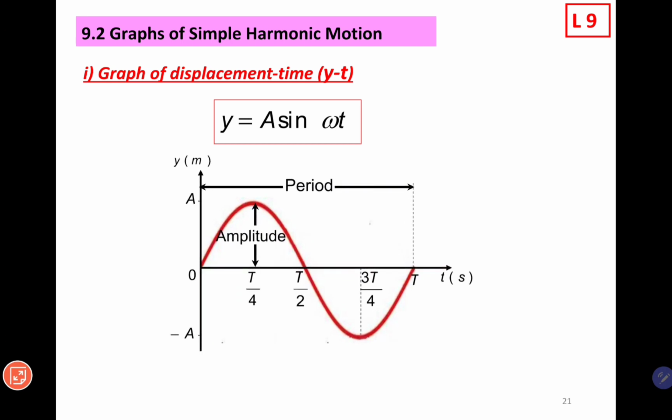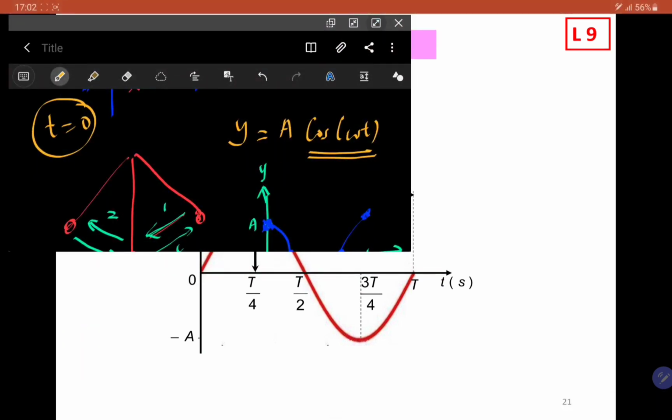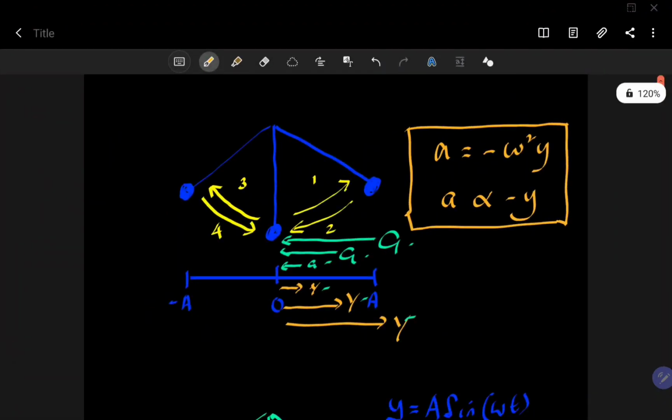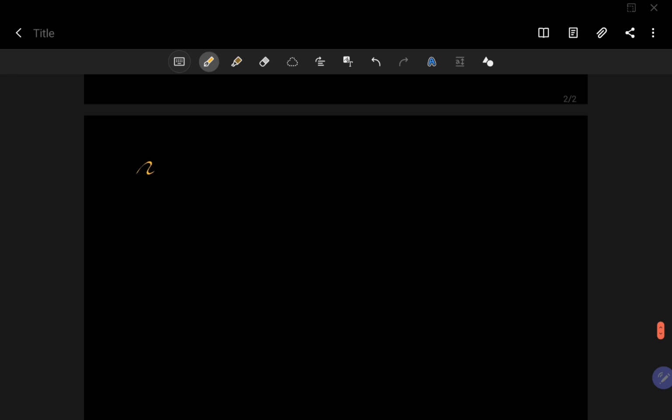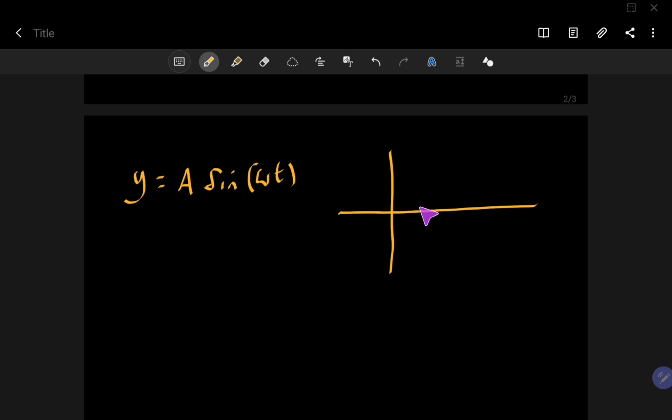Okay, basically the general equation of displacement is y equals a sine omega t. Let me show you how we get this graph. We just start with a purely sine equation. So with y equals a sine omega t, the graph is purely sine. A purely sine graph will be like this. So this is y against t.